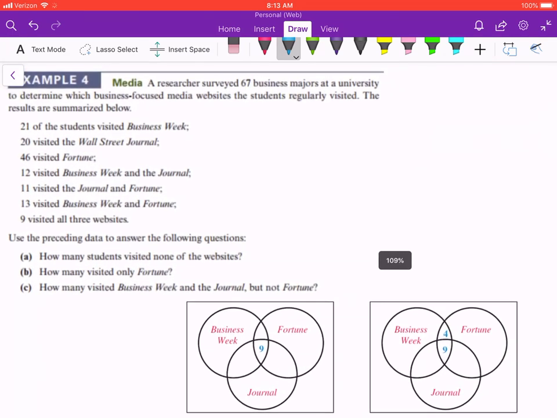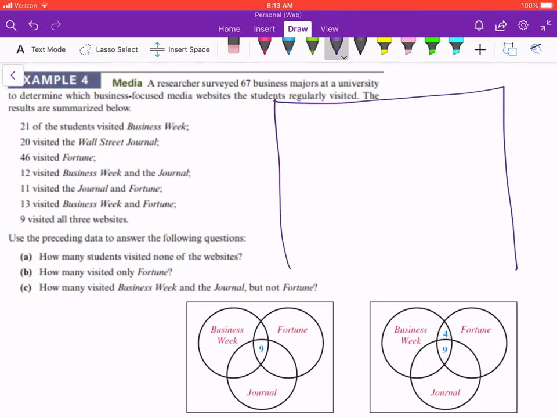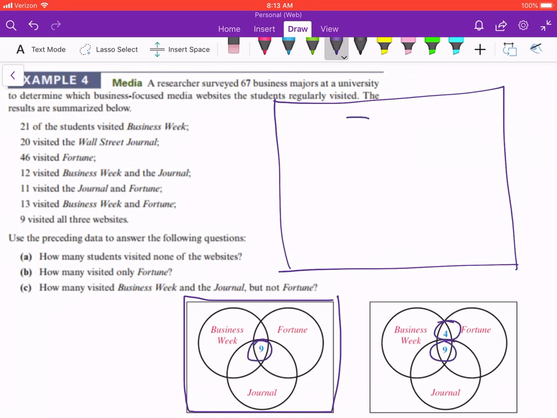Now for the next one, we're going to have three circles, and in fact, the first two steps are already placed here. You can see them here, but we're going to create our own from scratch.